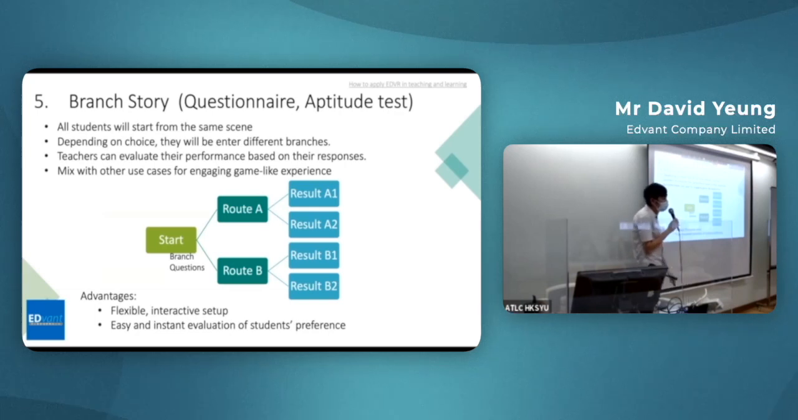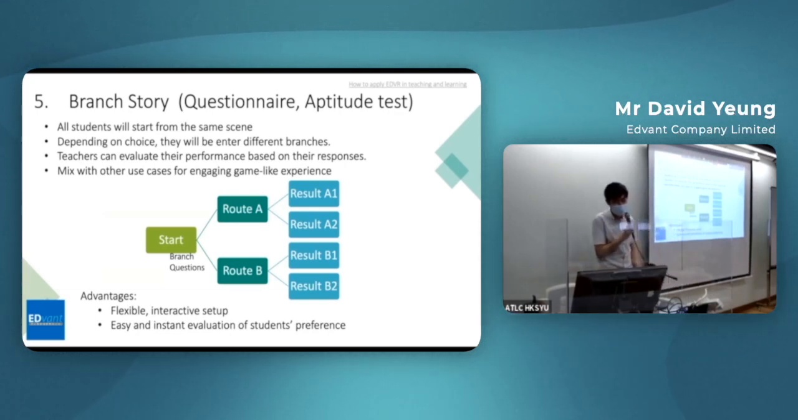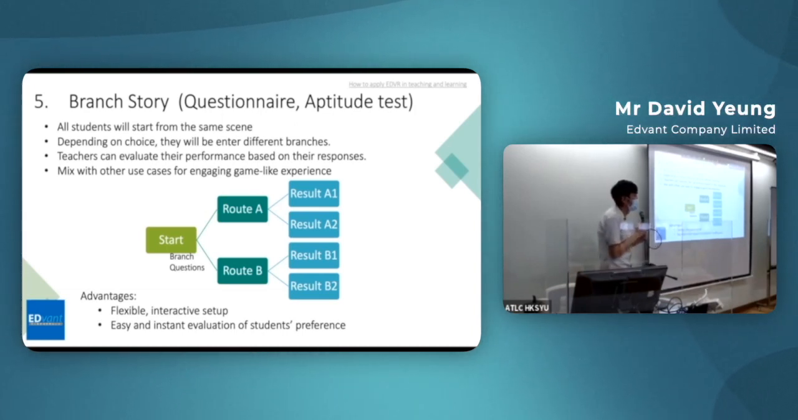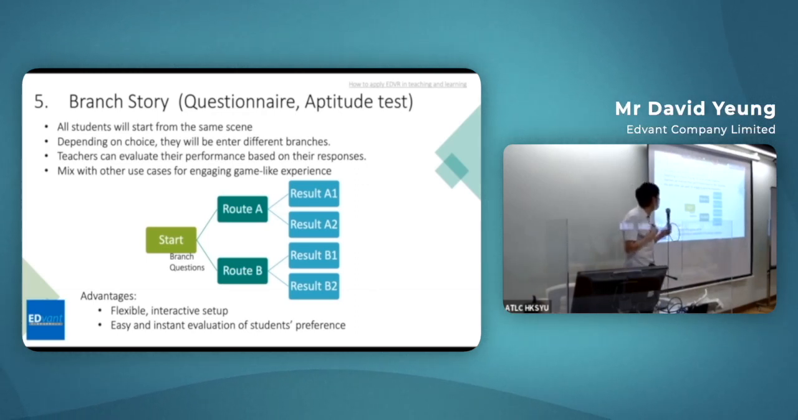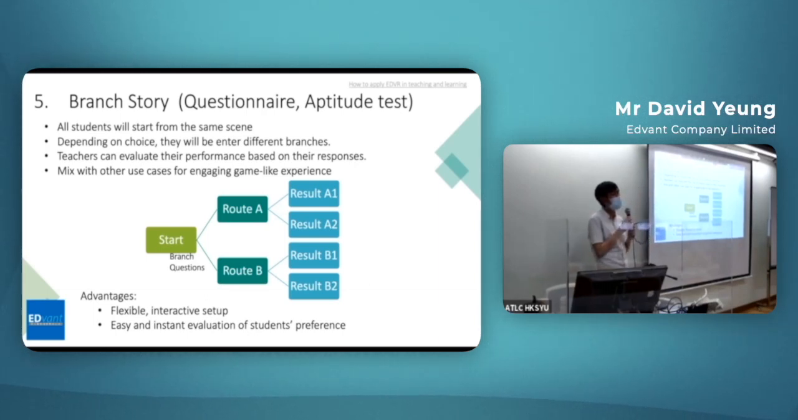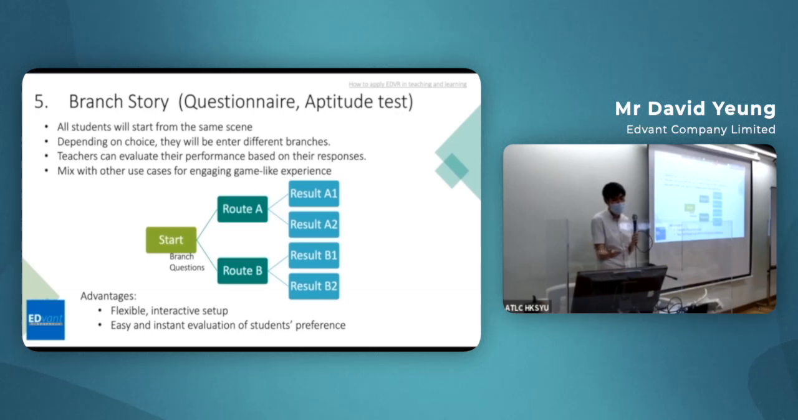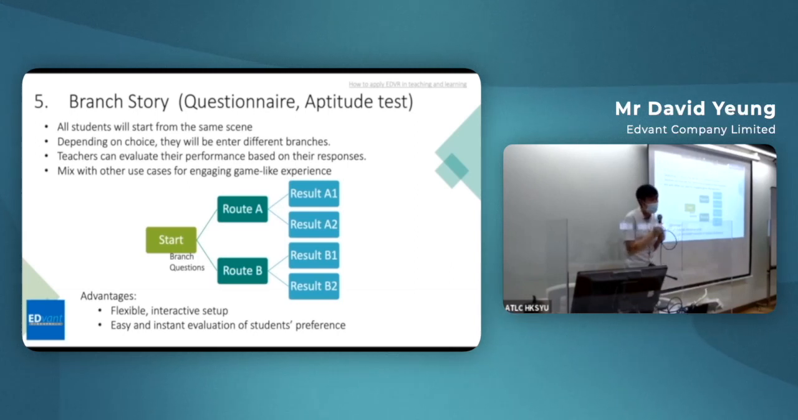And lastly, it's a branch story. Previously, I've mentioned that there's a special type of points, special type of multiple choice question known as branch questions. We can make use of it to create some branched stories. For example, we can use it to perform aptitude tests. We can use it for language training. Like maybe there will be 360 videos presenting a dialogue, and you have to choose how to respond. And then it will cause different outcomes. It will create a more game-like and engaging experience to the whole VR exercise.